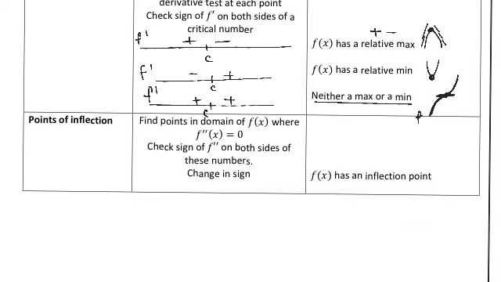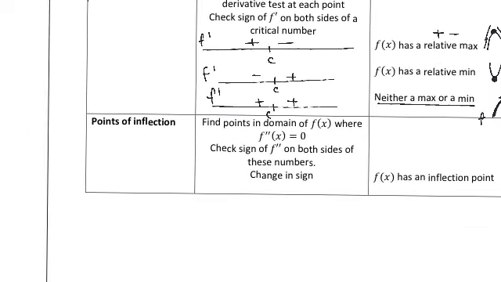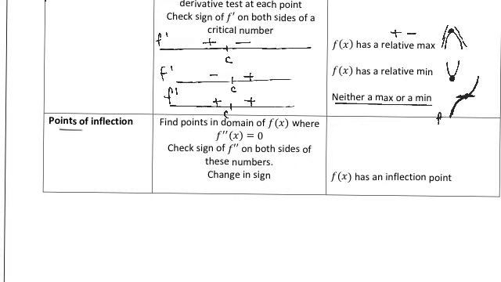Okay, and the last thing we want to mention is called points of inflection. Points of inflection are where concavity changes. So we talked in class about concave up being like this and concave down being like that. In terms of calculus, concave up means the tangent lines are below the curve. Concave down means the tangent lines are above the curve, right?